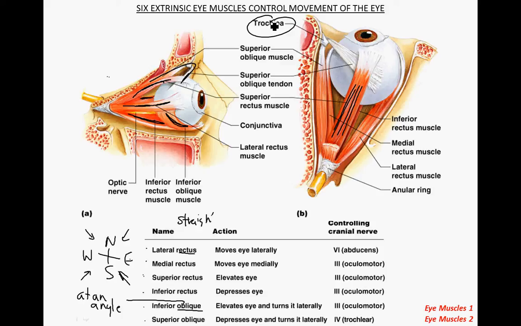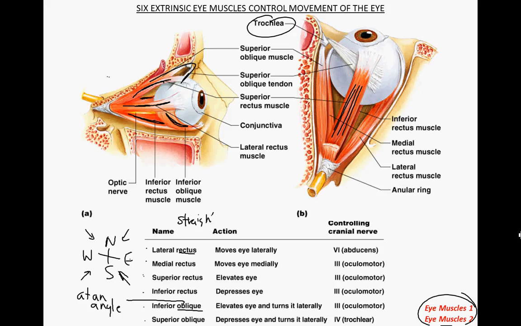So I would recommend going and looking at both of these links, and I put them on Blackboard in a separate folder there. So take a look at those. Interesting about how the eye muscles are working. And then I give you some blanks to practice labeling. So there we go.